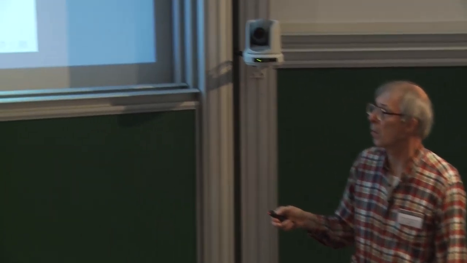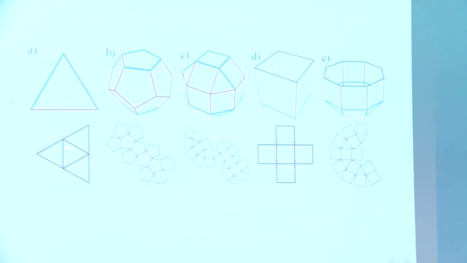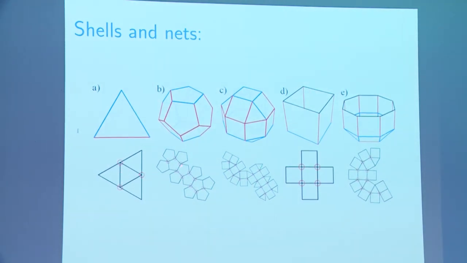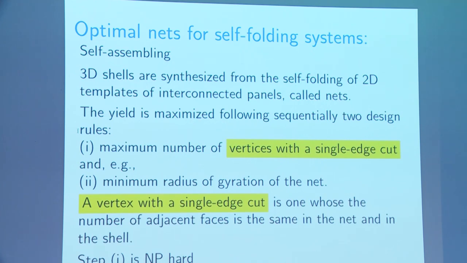just to demonstrate to you what single edge cut means in standard terms of the science. Here are vertices with single edge cut, so the number of their faces in a net is the same as in the shell, so it's clear. And so our aim will be to find the full set of nets which produces this maximum number of these vertices.